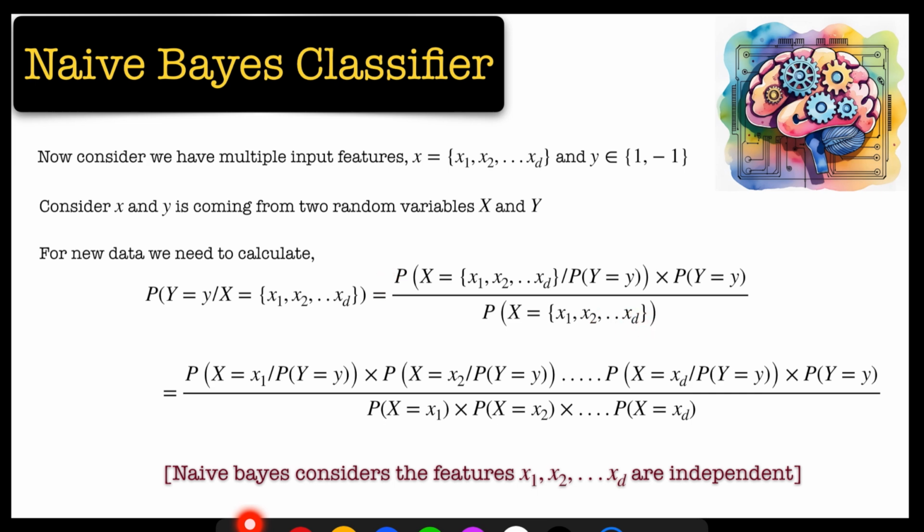So probability of input x1 till xd given output class y can be written as probability of x1 given output class y, times probability of x2 given output y, times and so on till probability of xd given output class y. Then we multiply by the probability of output class y, divided by this one. Probability of input x1 till xd can be written as probability of x1 times probability of x2 till probability of xd. And we write it this way because Naive Bayes considers the input features x1, x2 till xd to be independent. So this is how we can expand for independent features.